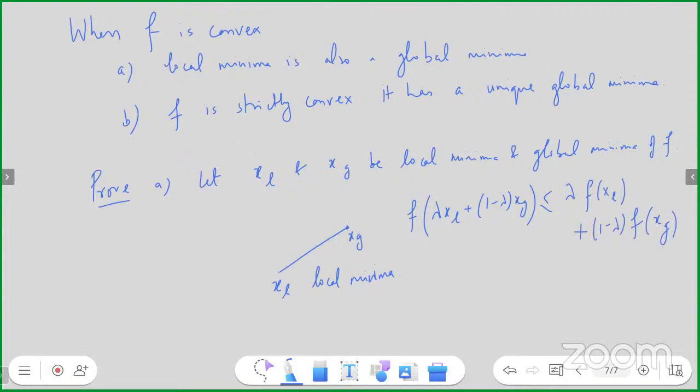Since this is true for any lambda between 0 and 1, for every neighborhood around xl, since xl is a local minima... I don't know what promise you started with. That's the problem. It would be easiest if you said, let xl be a local minimum but not a global minimum. That promise would help what you're doing. If this is the promise, it's going to be complicated. Do you want to change the promise, or do you want to continue with this?